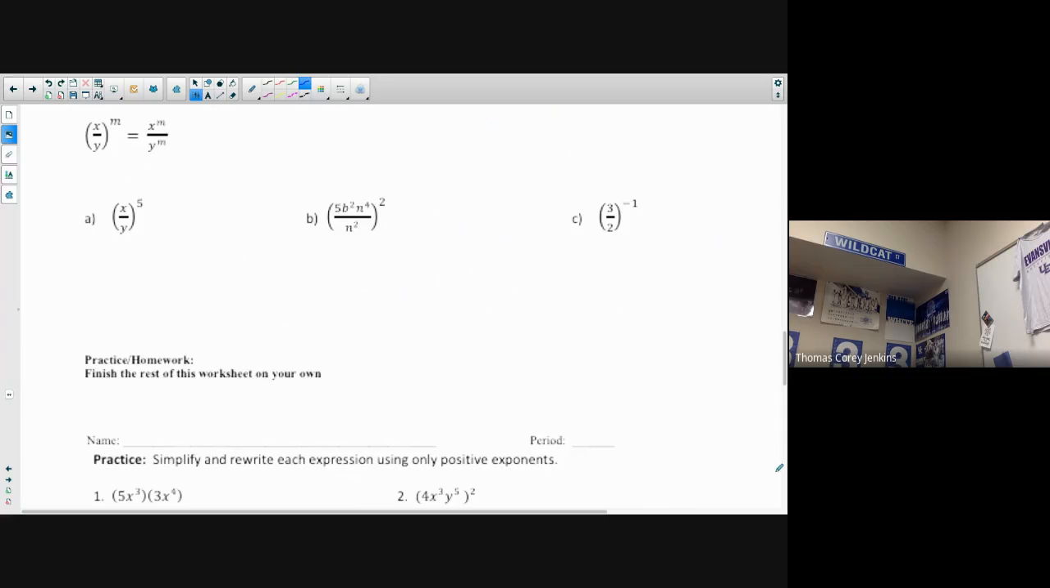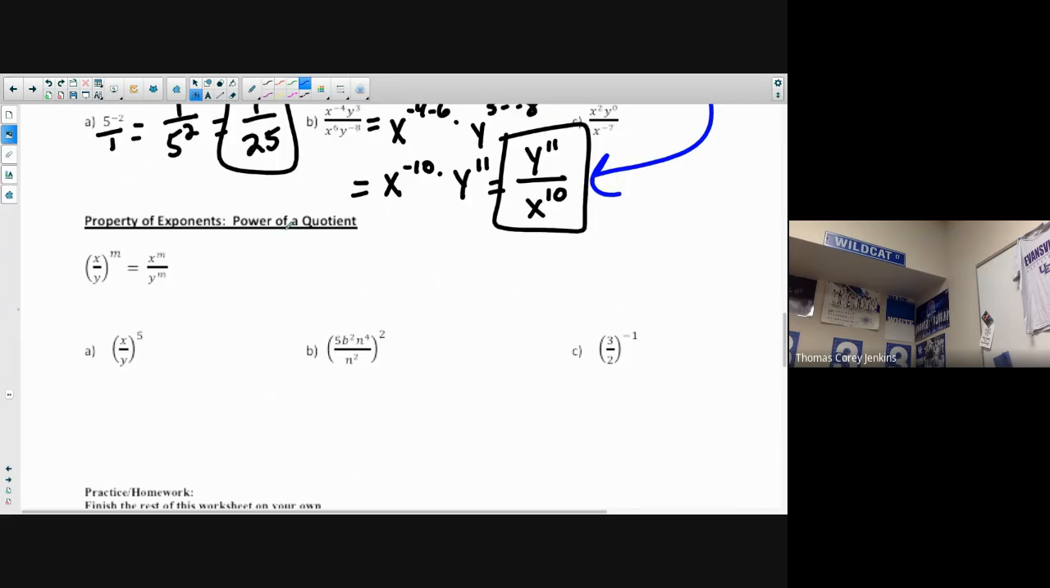All right, and then I guess our last rule is the power of a quotient. So this is just like the power of a product. Think of it as the distributive property. If I have x divided by y, all taken to the power of m, then we just take everything to that power. All right, so in this case, we'd have x to the 5 over y to the 5, and then there's nothing else to do. You wouldn't subtract those exponents because x and y are not like bases. So then we'll just do maybe b and then call it a day.